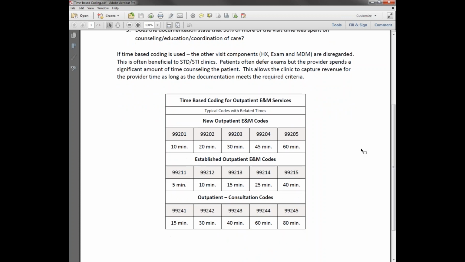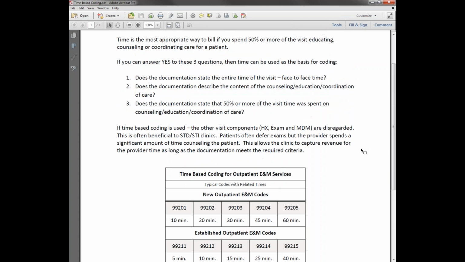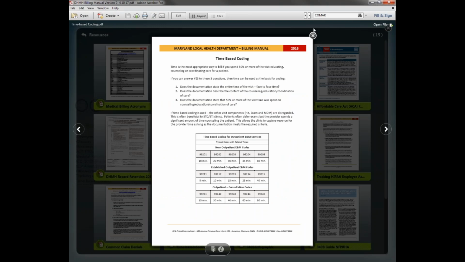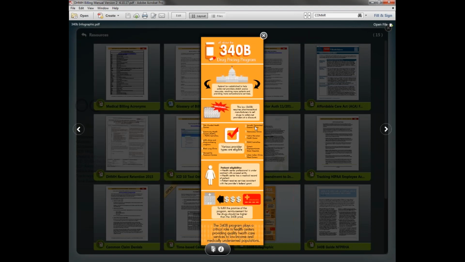So I know when we've come out and we've done some coding training, it's come up, and we should give them this little guide. But this is something I think will be very helpful if you're curious about what qualifies for filing by time.